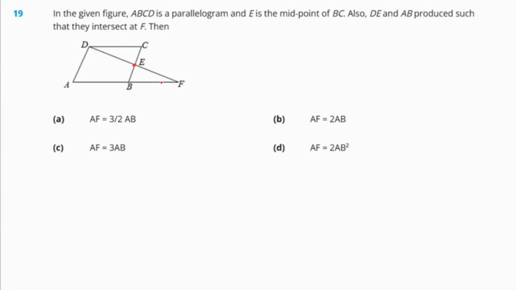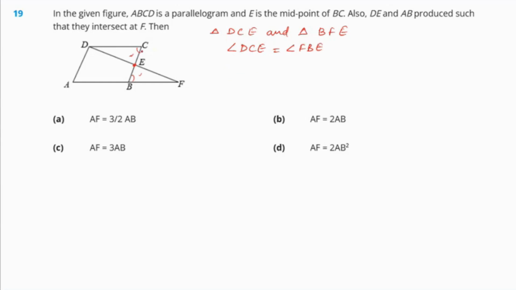So first we will try to prove that the triangle DCE and triangle BFE, these two triangles are congruent to each other. Okay, if we need to prove that triangle DCE and triangle BFE are congruent to each other. So for that, we already know that angle DCE should equal angle FBE, because these are the alternate interior angles. Okay, so angle DCE should equal angle FBE because of alternate angles. Correct.